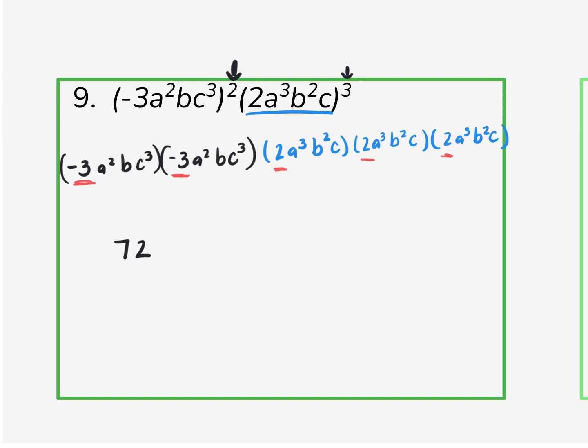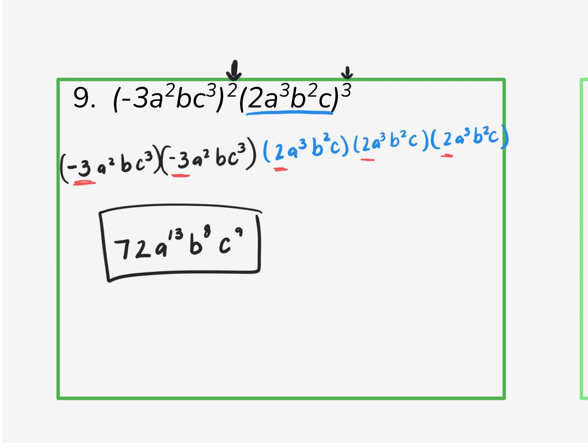Now we're going to add all the powers. So if I have a squared plus a plus a to the third plus a to the third plus a to the third, I'm getting a to the 13th. Same with b. I have b squared, b squared, b squared. When I add all those together, I get b to the 8th. And same with my c's, when I add all those together, I get c to the 9th. And that is your final answer.